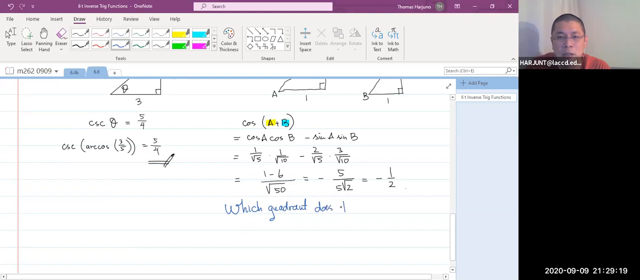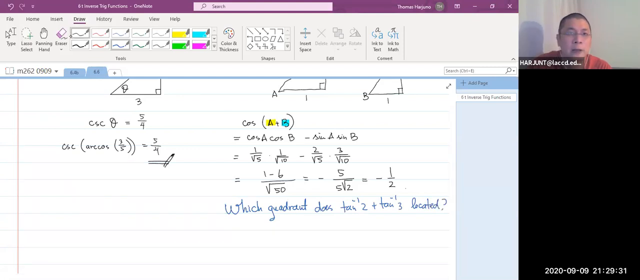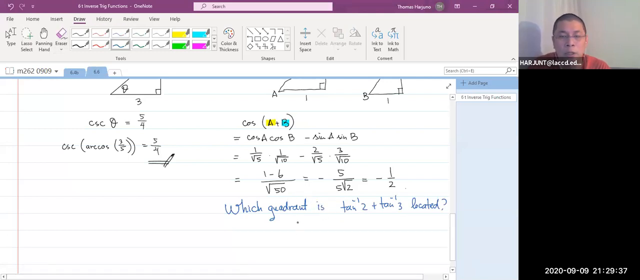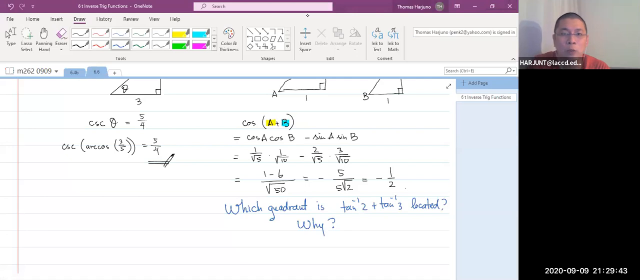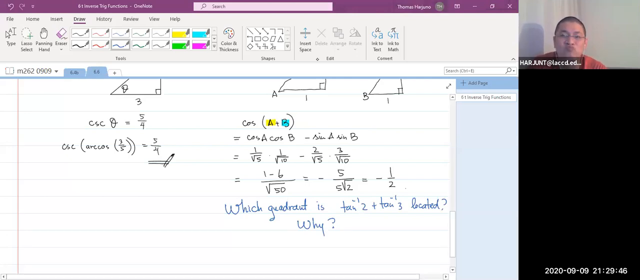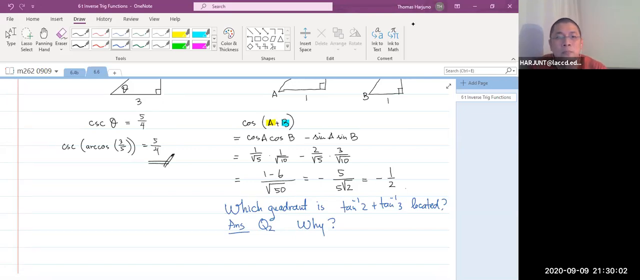is tangent inverse 2 plus tangent inverse 3 located in? And more importantly, why? So don't just tell me the answer, but also tell me why. Why quadrant 2? Yes, the answer is quadrant 2.